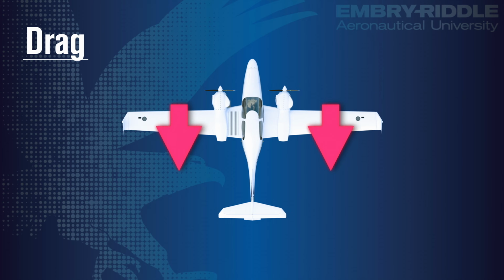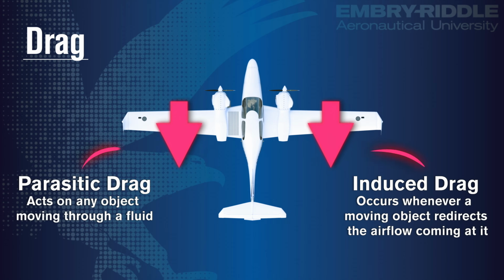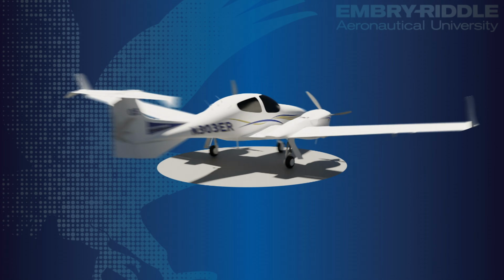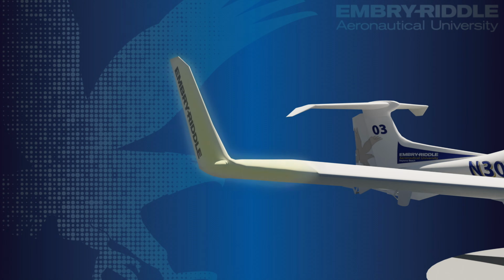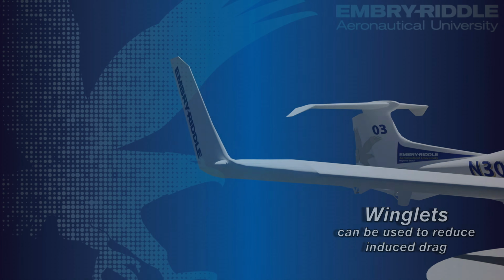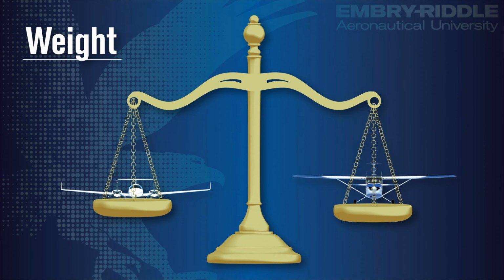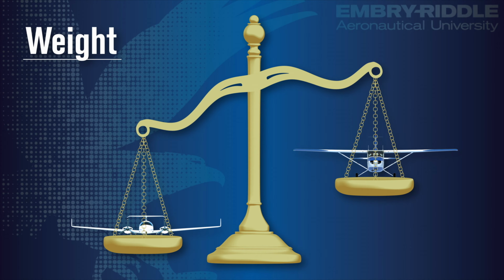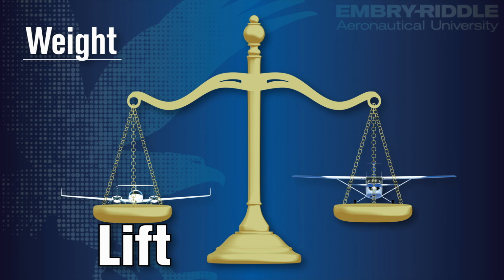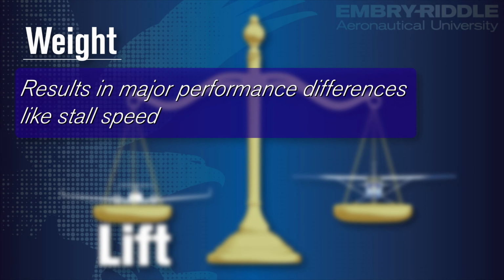Drag. Both induced and parasitic drag are present. Since multi-engine airplanes tend to create more lift on the wings, they may have winglets to help reduce induced drag. Weight. Most multi-engine airplanes are heavier than the Cessna 172. They, therefore, need to create more lift to overcome the extra weight. This results in major performance differences, such as stall speed.